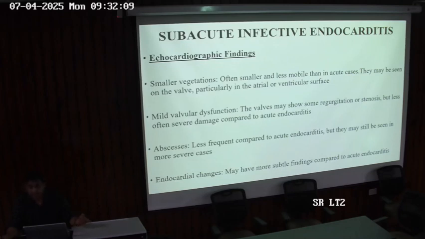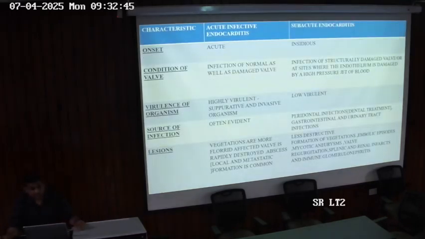It depends on the organism types, because acute is more commonly caused by acute infective organisms like Staphylococcus. There are more chances of rapid propagation, rapid proliferation, and rapid destruction. So that's why there is a chance of more perforation and more rupture of the valve, whereas there is only mild valvular dysfunction in subacute. Abscess is less, but a small abscess may be seen in subacute endocarditis. Endocardial changes are also seen. So in comparing acute and subacute, we see that there is acute onset in acute, and insidious or gradual onset in subacute.